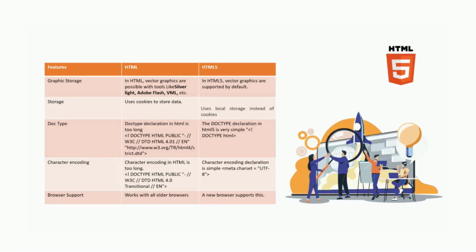In terms of graphic storage, in HTML, vector graphics are possible with tools like Silverlight, Adobe Flash, VML, etc. Whereas in HTML5, vector graphics are supported by default. In terms of storage, HTML uses cookies to store data, whereas HTML5 uses local storage instead of cookies.